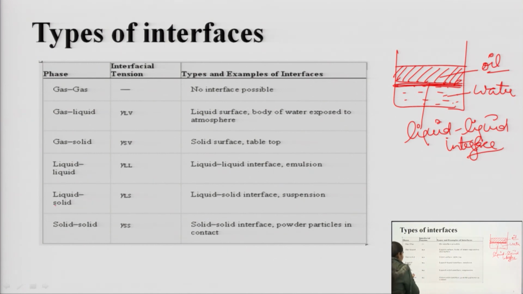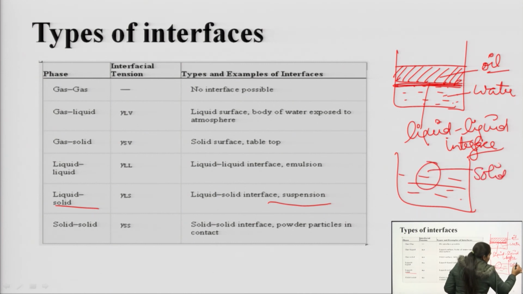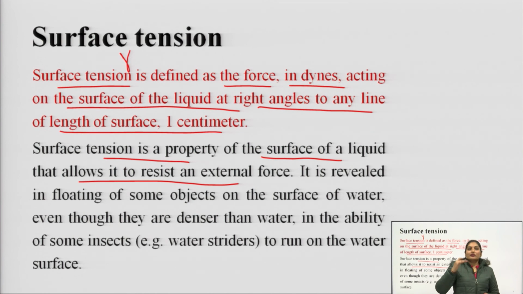Okay. In case of the liquid-solid interface, an example is suspension. What is suspension? A solid dispersed in a liquid. Okay. In that case, there is a liquid and in this a solid is dispersed. So, the boundary that exists between this solid and this liquid is called the solid liquid interface. Okay. So, these are the different types of interfaces according to the phases: liquid, gas and solids. Okay. So, next is surface tension.